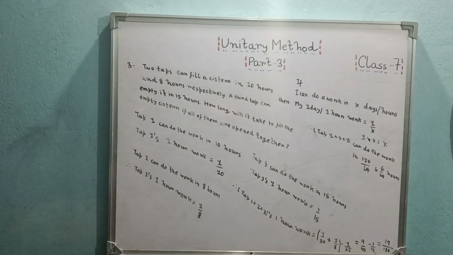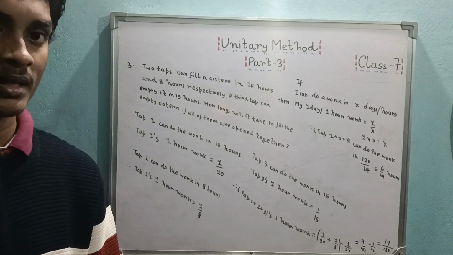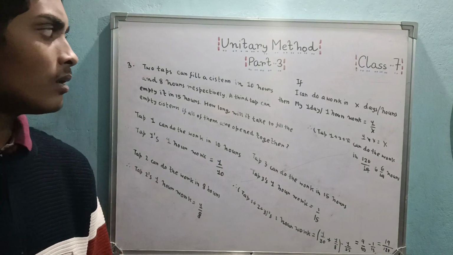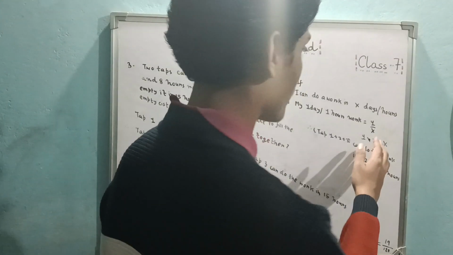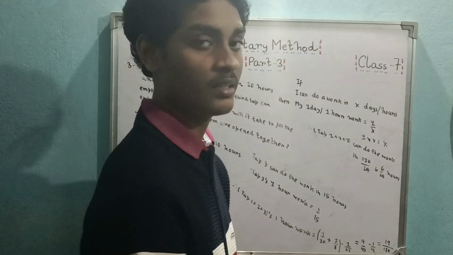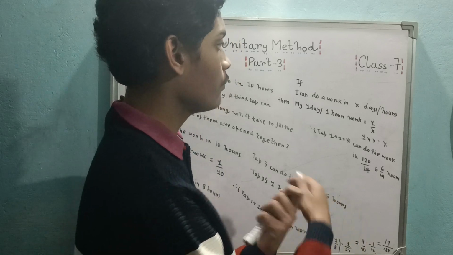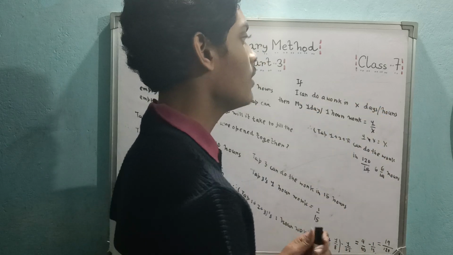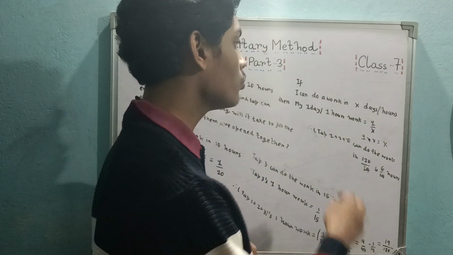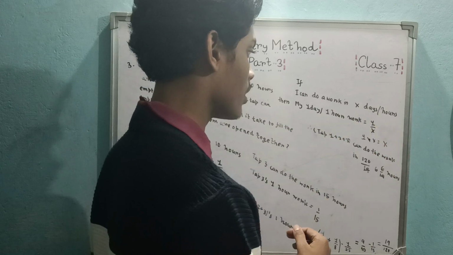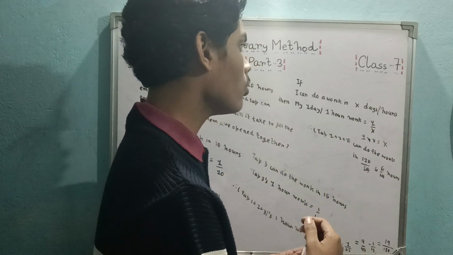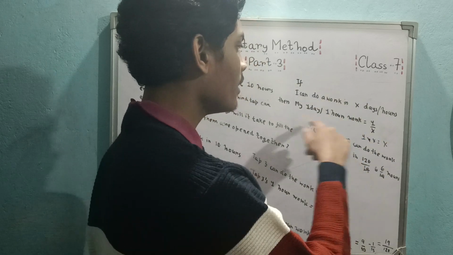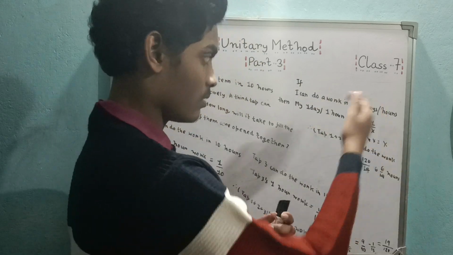For today, remember that if I can do a work in x days or hours, then my 1 day or 1 hour work is 1 by x. And remember, my 1 day work and my whole work time are reciprocal of each other. So if you know you can do the whole work in this time, 1 day work is the reciprocal of that quantity of time. Similarly, if you do this much work in 1 day or 1 hour, then you can do the whole work in the reciprocal of that, which is the time.